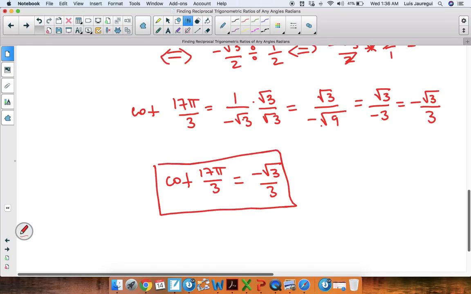And with this example, we can conclude this video on finding reciprocal trigonometric ratios of any angles given radians.